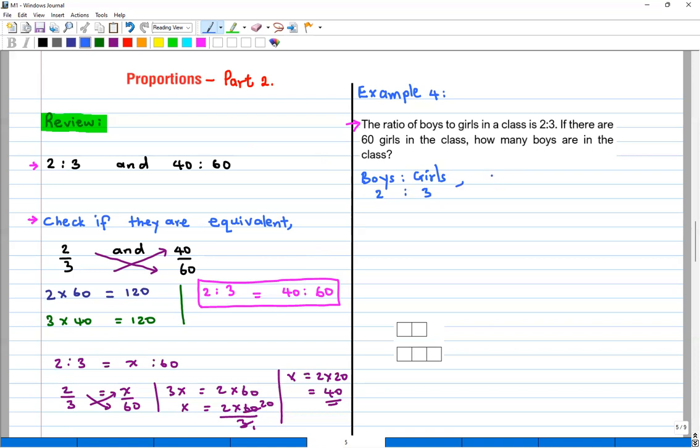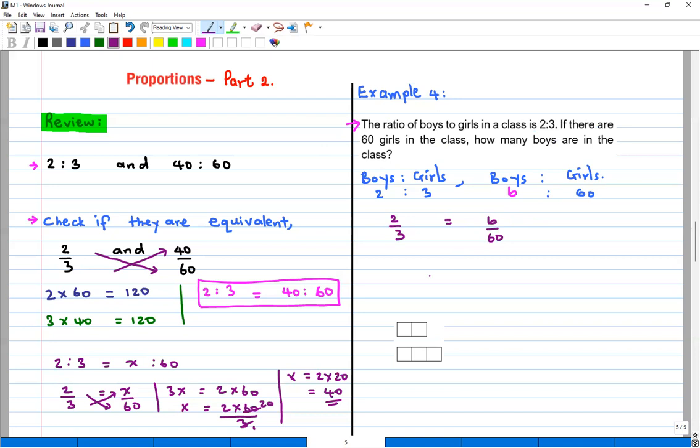Let us write another ratio, boys to girls. If there are 60 girls, so girls are 60. How many boys are in the class? We don't know the number of boys. Let us say the number of boys is B. Now we make this a fraction: 2 out of 3 equals B out of 60.